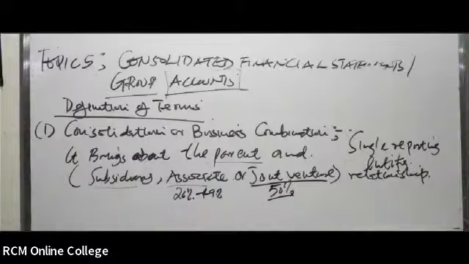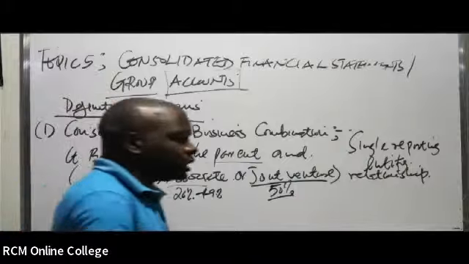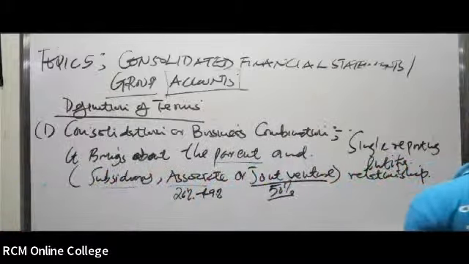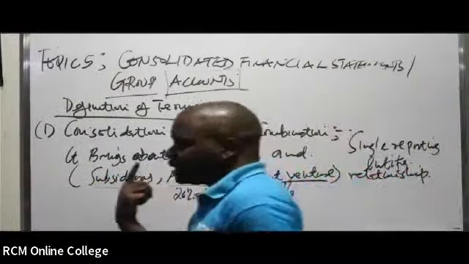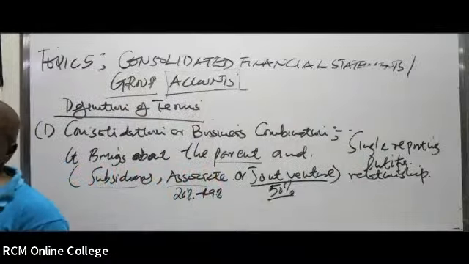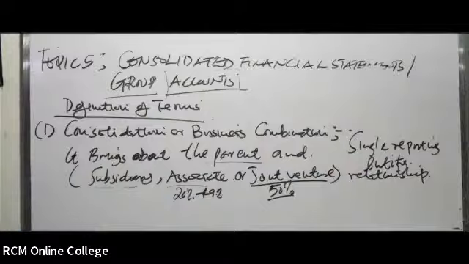So this is basically what you are trying to combine the books of accounts of all these entities. You put them together and you come up with what? A single income statement. You come up with a single statement of financial position, or maybe in this case, what? A cash flow statement.